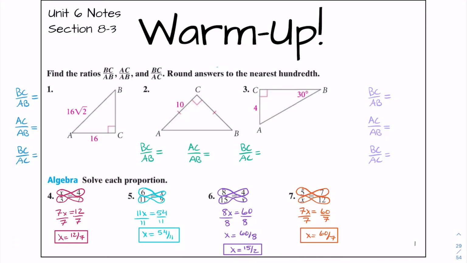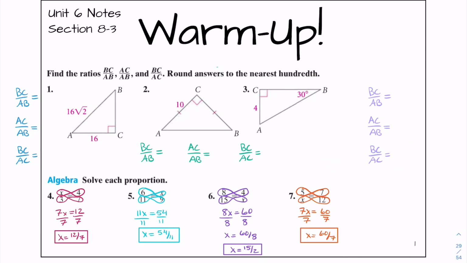I also wrote the basic thing that this is asking me. It wants the ratio of side lengths. So BC over AB, AC over AB, and BC over AC for all three of these. I tried to color code them. This is for number 1, these are for number 2, and this is for number 3.